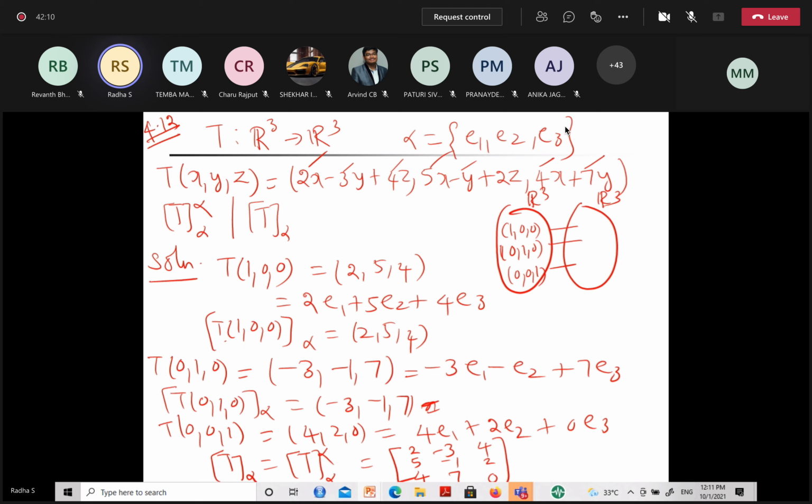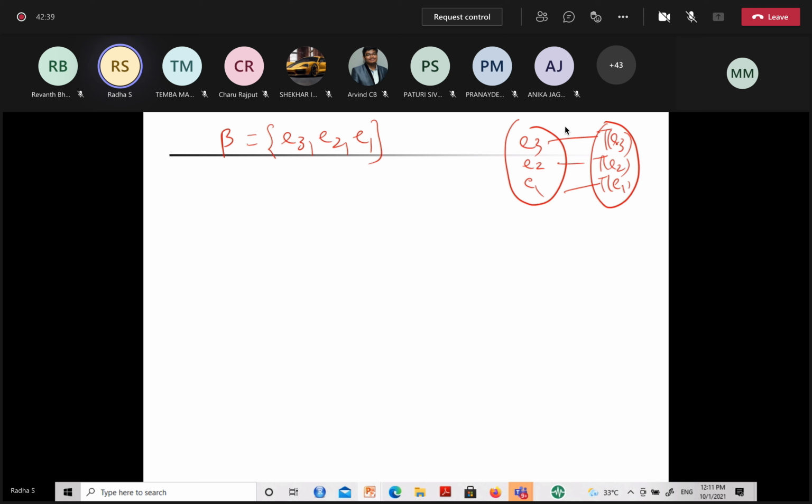Okay? Now I'll change the basis to beta: E3, E2, E1. So the matrix will change. I should take first E3, then E2, then E1. So here also, T of E3, T of E2, T of E1. Try to represent T of E3 in terms of E3 first, E2 second, then E1. That should be written as the first column.